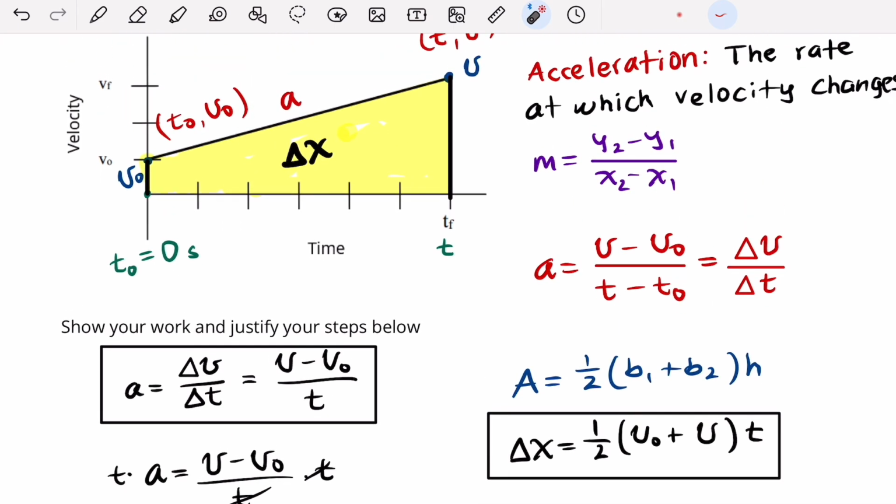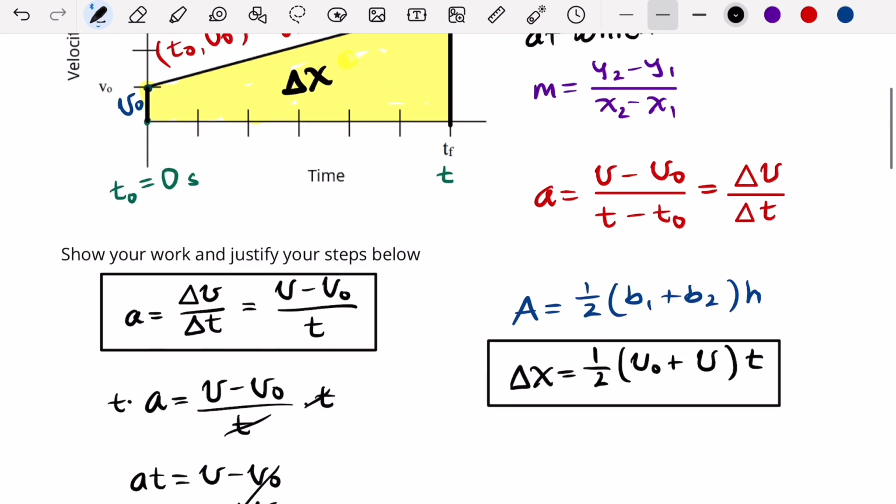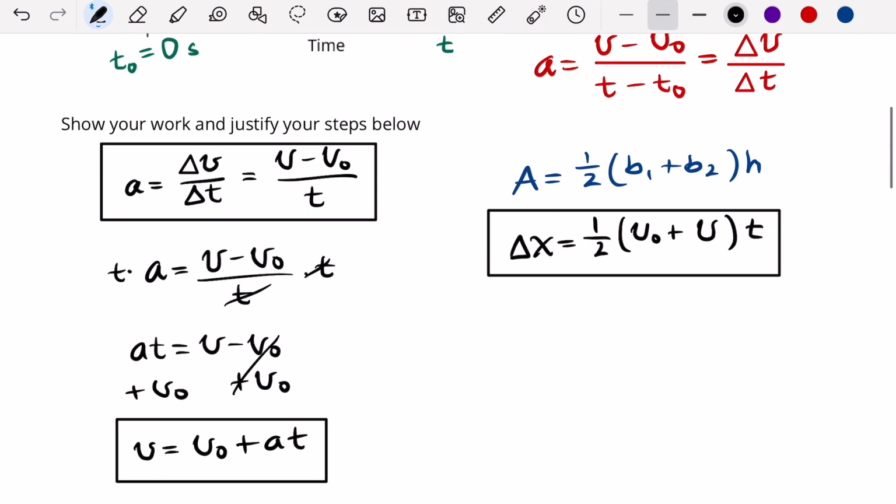And then the last one, I'm going to give you another one. To derive that one, we would need calculus, but this class does not use calculus, unfortunately. So I'm just going to give it to you, okay? With a little bit of calculus, we can find the displacement to be initial velocity multiplied by time plus 1/2 times acceleration times time squared.